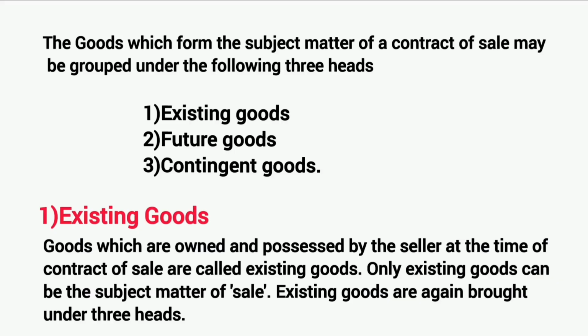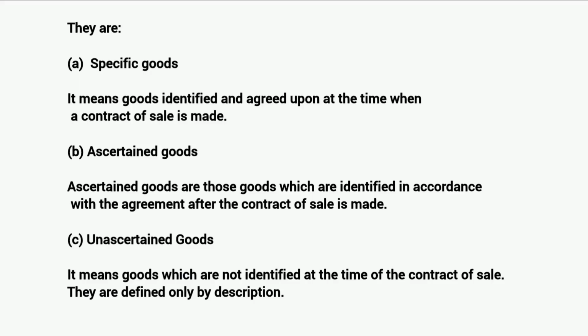Existing goods are again brought under three heads. They are specific goods, ascertained goods, and unascertained goods. Specific goods. It means goods identified and agreed upon at the time when a contract of sale is made. Ascertained goods. Ascertained goods are those goods which are identified in accordance with the agreement after the contract of sale is made. Unascertained goods. It means goods which are not identified at the time of the contract of sale. They are defined only by description.